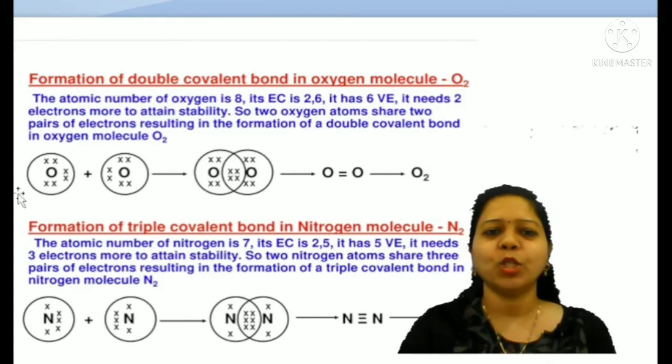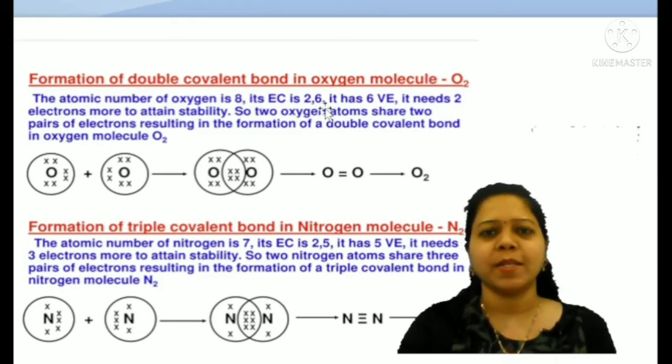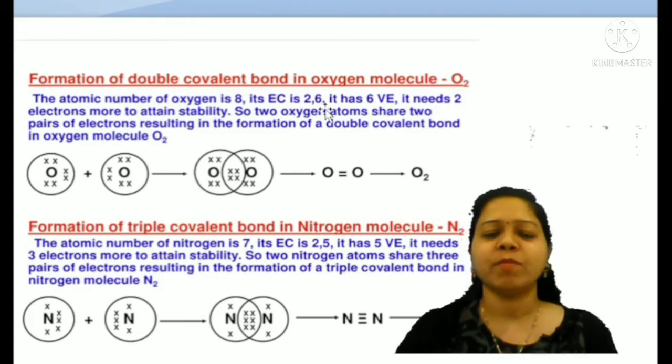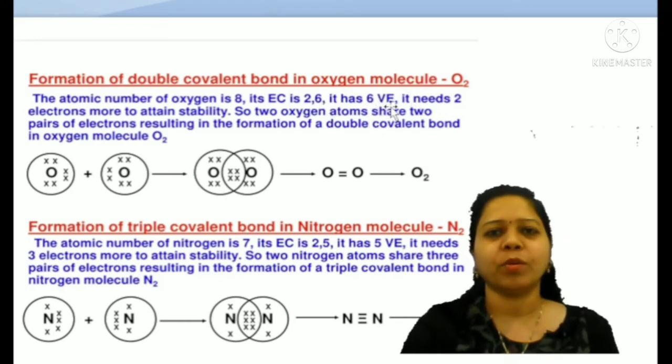Next we'll see the formation of a double covalent bond in the oxygen molecule. The atomic number of oxygen is 8. Its electronic configuration is 2, 6. We know that the atomic number of oxygen is 8 and its electronic configuration is 2, 6, means 2 electrons are present in the first orbit and 6 are present in the second orbit. It has 6 valence electrons. Just as we learned, valence electrons means the electrons which are present in the outermost orbit. It needs 2 electrons more to attain stability.